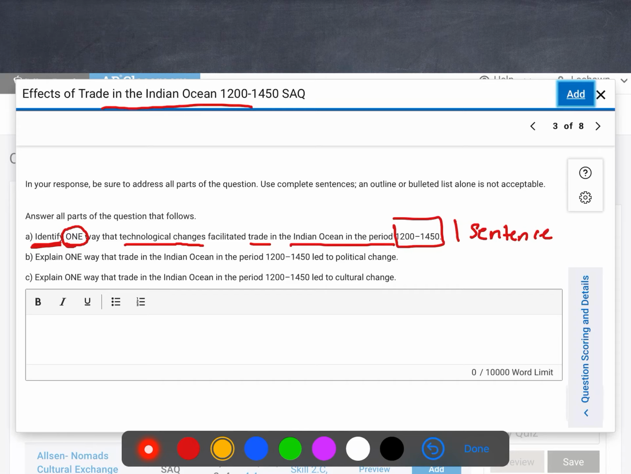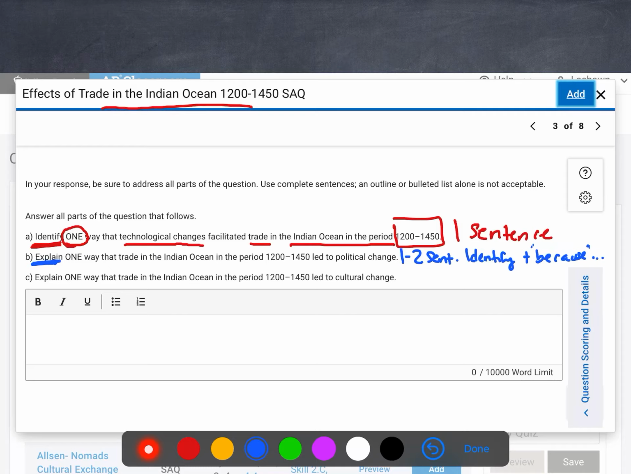Now let's take a look at what the second one asks me to do. Ooh, this one asks me to explain. Automatically, I know that with explain, this is going to be 1 to 2 sentences again, but I know that this is going to be an identify plus my equation again, plus a because. Okay, so I need to make sure that I'm including my because statement and showing how or why my specific example answers the question.